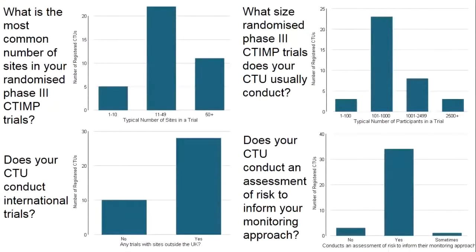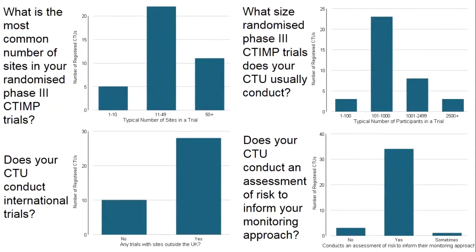So I thought I'd start by giving you just some general information about those who answered the survey. We asked specifically with regard to phase 3 CTIMPs, and they generally said that they had 11 to 49 sites on average and 101 to 1,000 participants in those trials. 74% of clinical trials units conducted international trials.